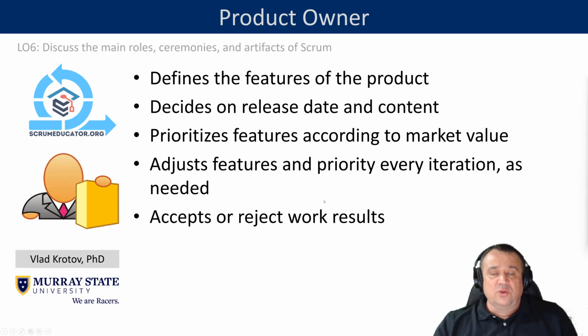And the product owner is the ultimate authority on whether the work is acceptable or not, because he or she accepts or rejects work results. So to make it simple, I would say that a product owner is your client representative. It's somebody for whom you're building your product or service. So it's somebody who is the ultimate authority on what the final product should be like.